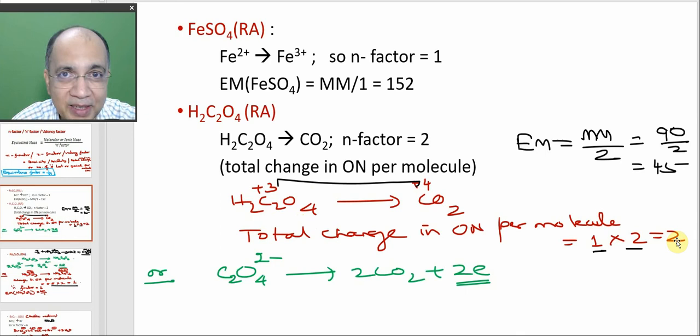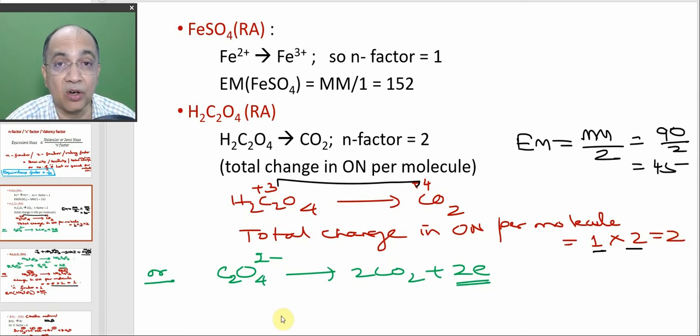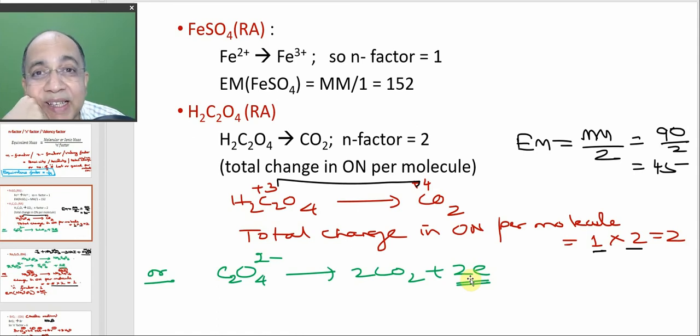So the N factor. Henceforth, I will always say N factor or X factor. You can call it X factor, but I used to call it N factor. Whether it is basicity, acidity, total positive or negative charge, or the number of electrons lost or gained, change in ON, I will always say N factor. Or you can do this ion electron balancing. Oxalate ion giving carbon dioxide with 2 electrons. Here you have to balance and see for one molecule or one ion how many electrons are lost or gained. It is a loss of 2. So which method do you like? I'm sure the ON method.